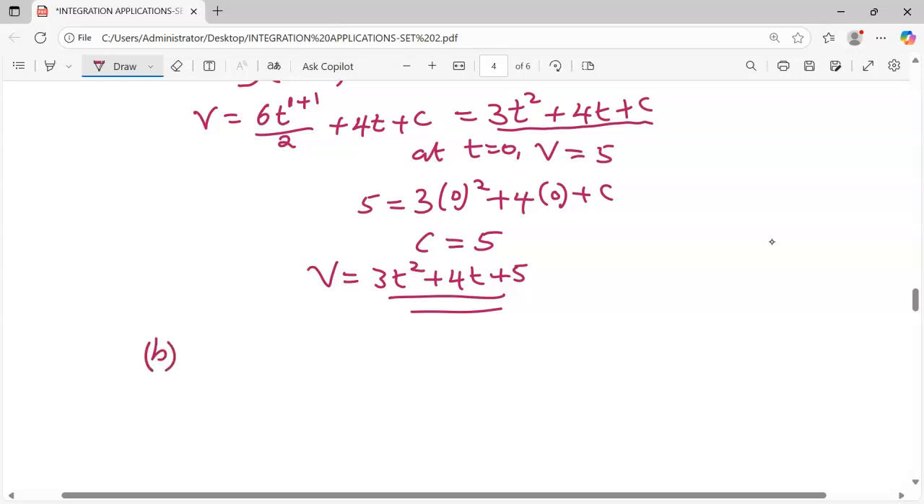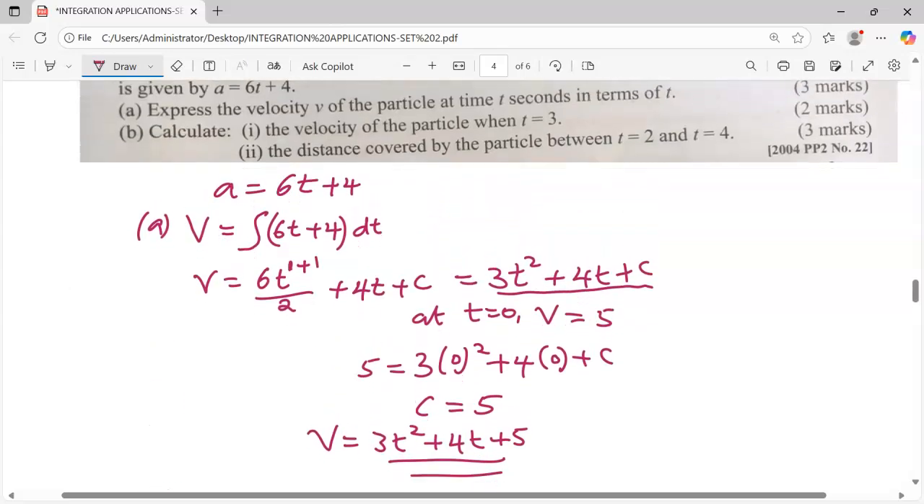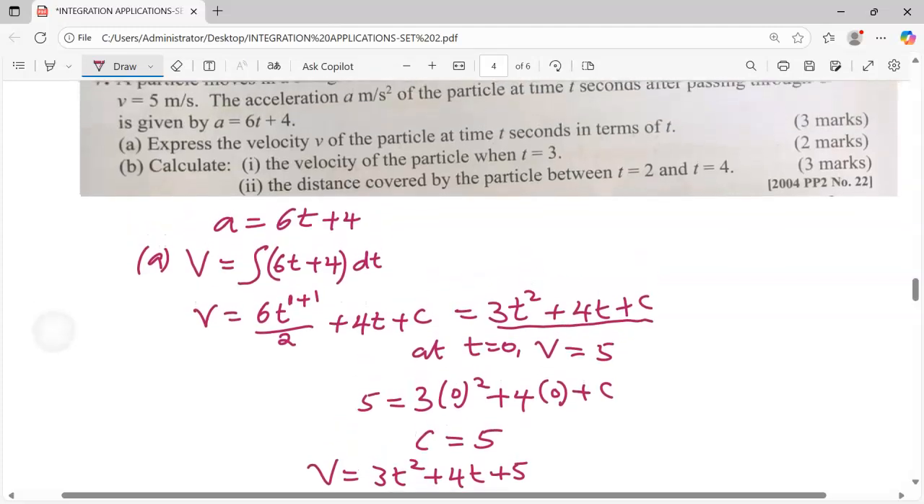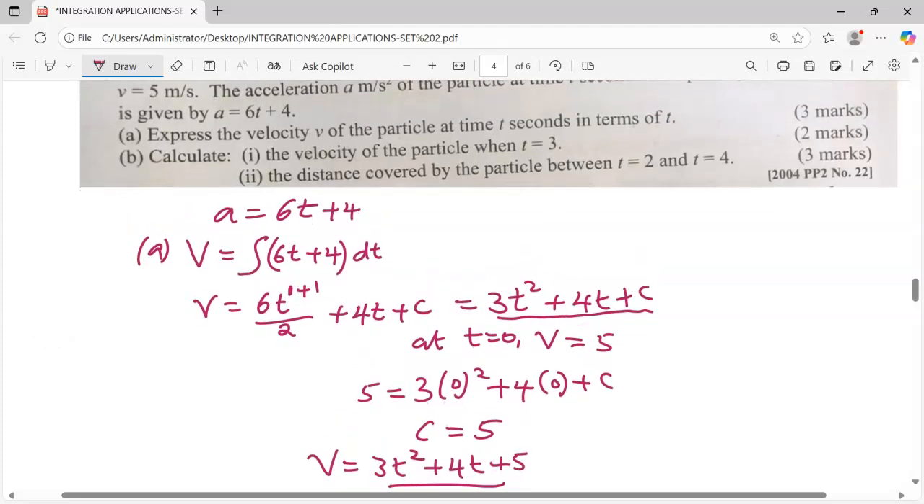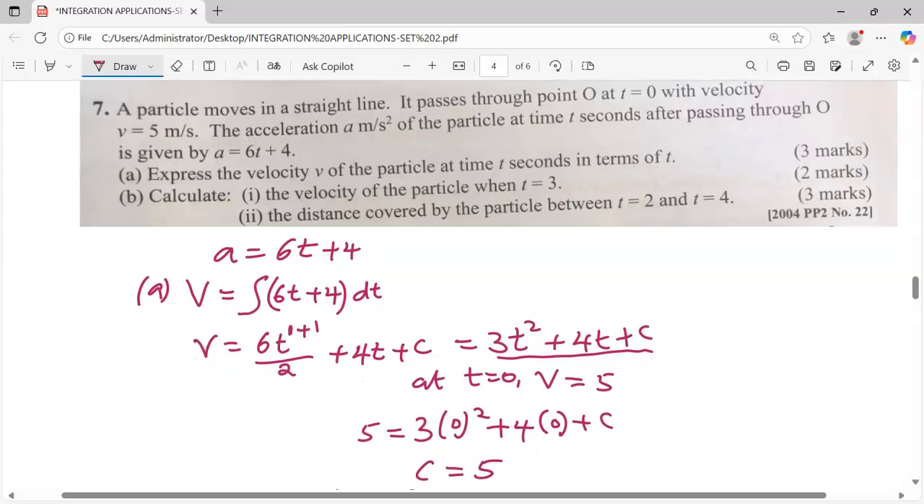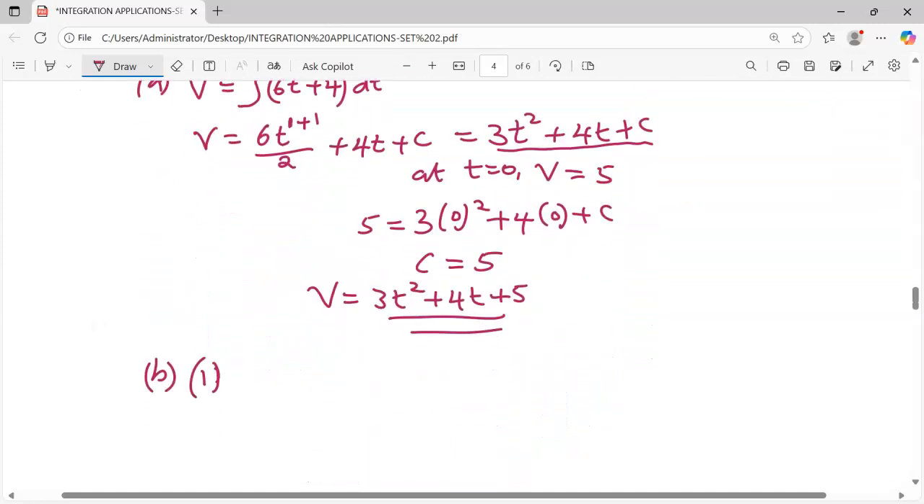In part B, we are told to find the distance covered by the particle, that is B Roman 1. In B Roman 1, we are supposed to find the velocity of the particle at t equals 3 seconds.